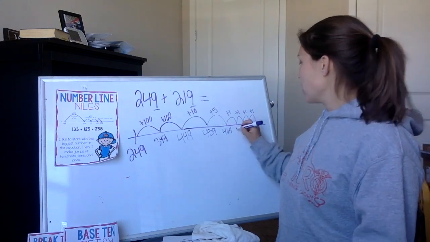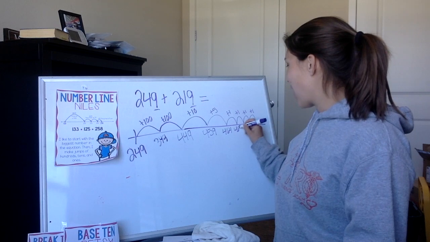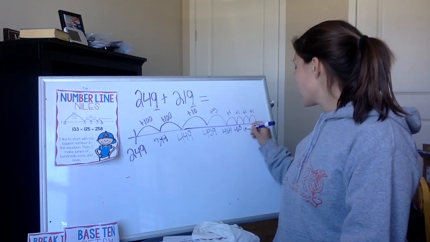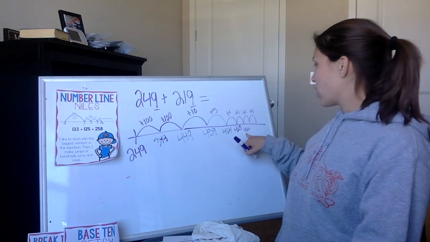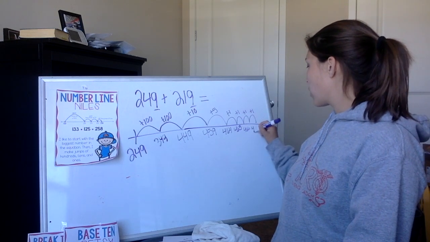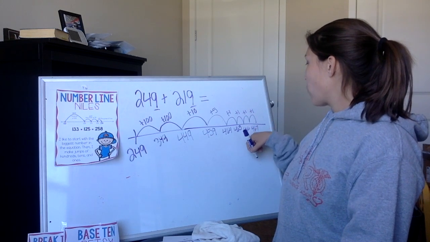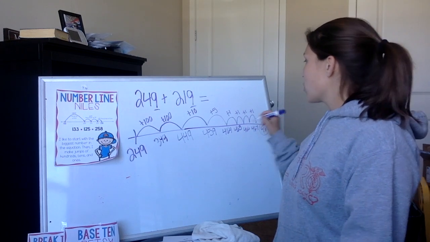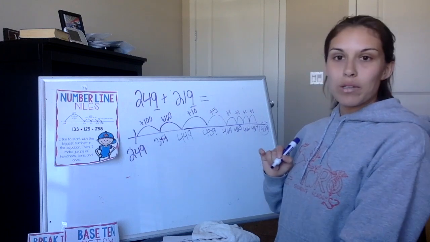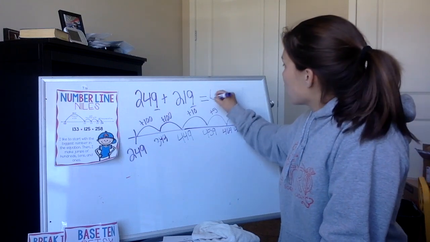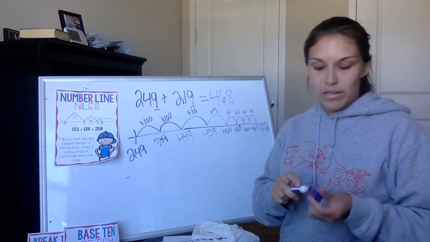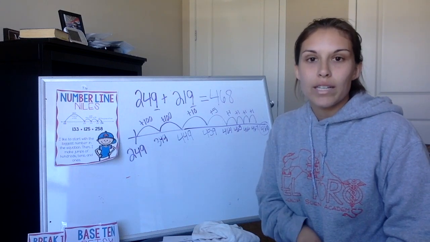464 plus 1 is 465. 465 plus 1 is 466. 466 plus 1 is 467. And 467 plus 1 is 468. So our answer, 249 plus 219, is 468. So the answer for letter A using number line Niles is 468.